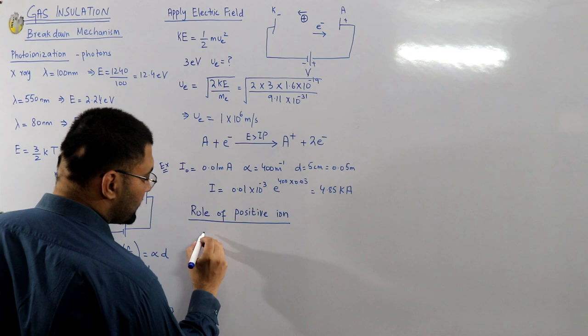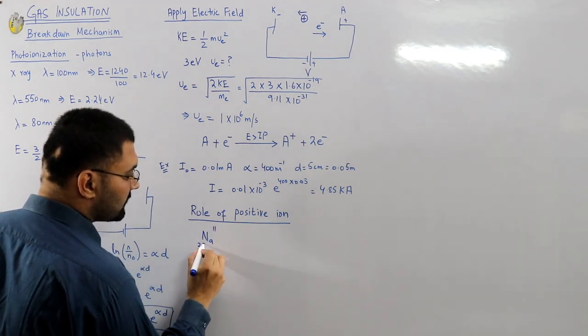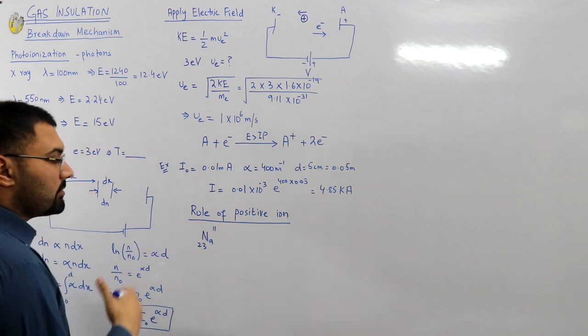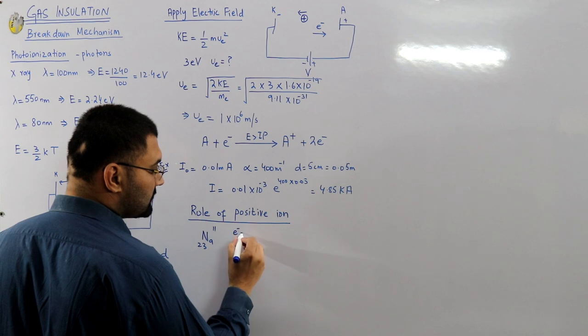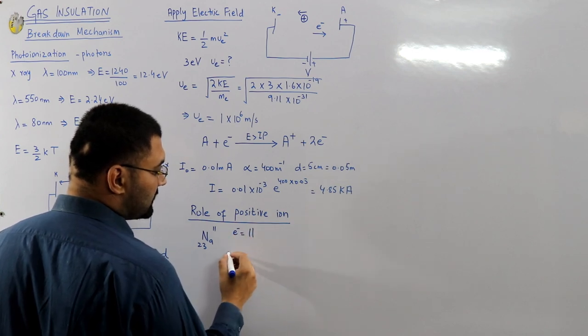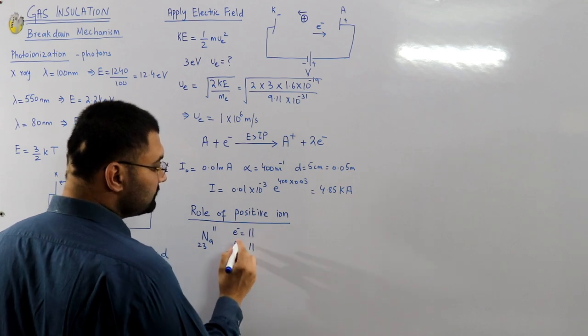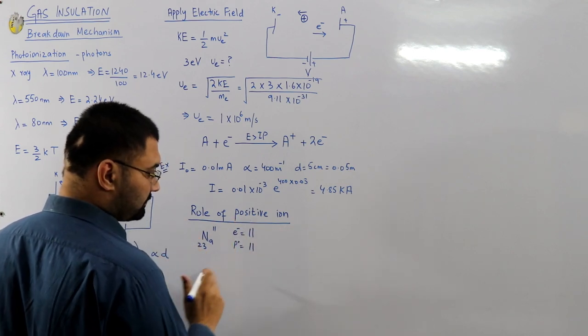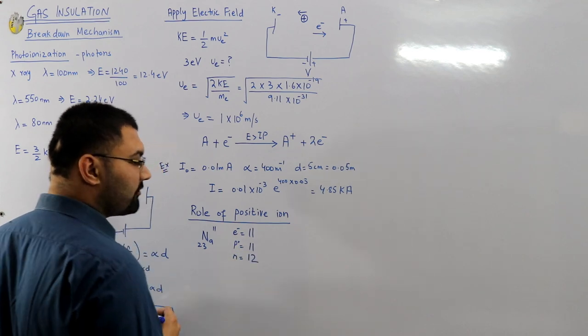For example, you are given a sodium atom, let's say. You have sodium 11, 23, right? So what does this suggest? The atomic number and the mass number. So which means that the number of electrons is 11. The number of protons is 11. Protons and electrons are the same. And the number of neutrons would be 23 minus 11, which is 12.